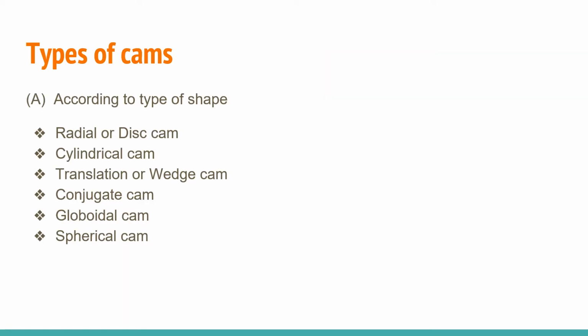According to the shape of the cam, the types of cam are radial or disc cam, cylindrical cam, translation or wedge cam, conjugate, globoidal and spherical cams. These are the cams which are classified based on shape.